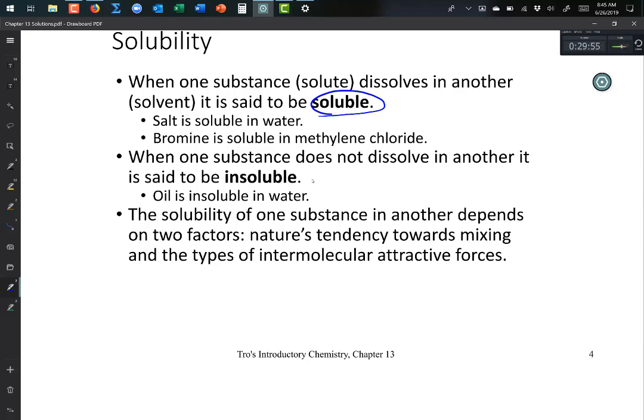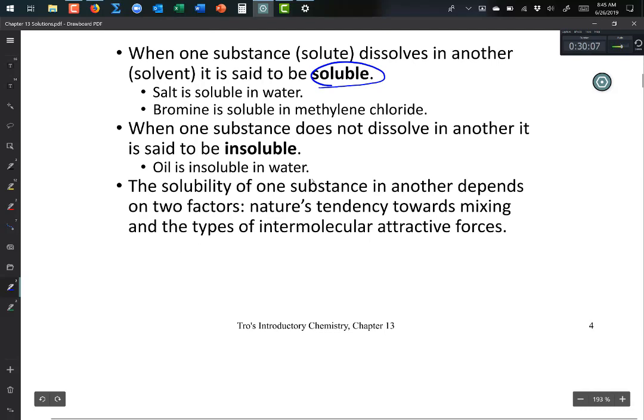But if you do limestone, you guys know what limestone is? It's calcium carbonate, the same thing they make chalk out of. If you try to put that in water, it doesn't dissolve. So we would say that that's insoluble. An oil in water is another example of an insoluble mixture, like salad dressing. When you make salad dressing, you put vinegar and you put oil.